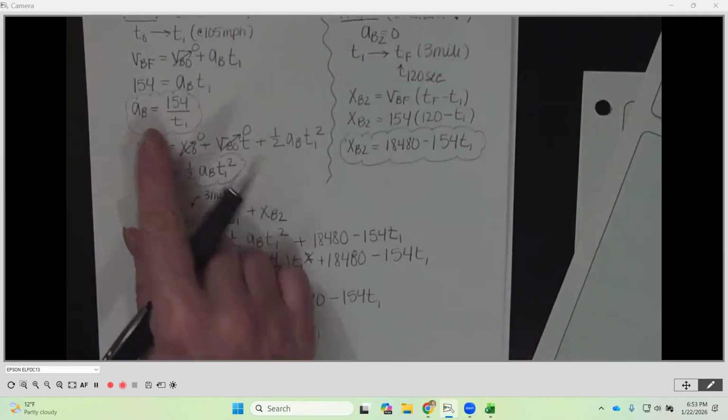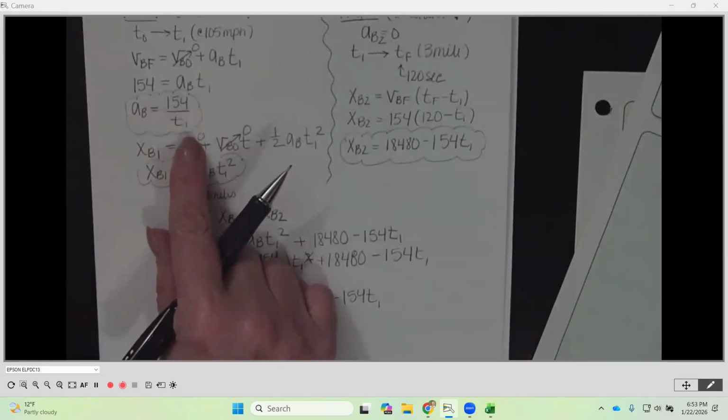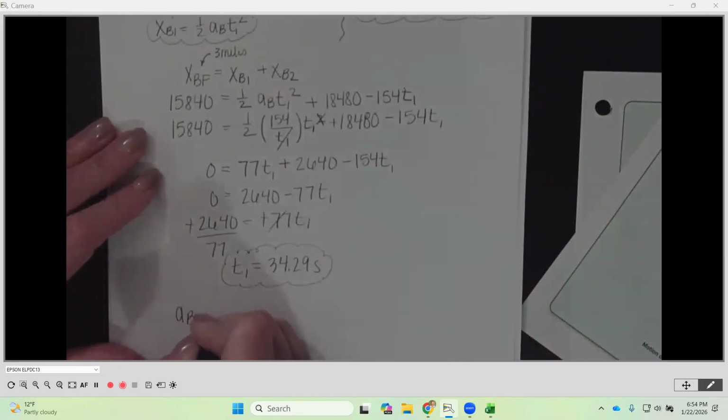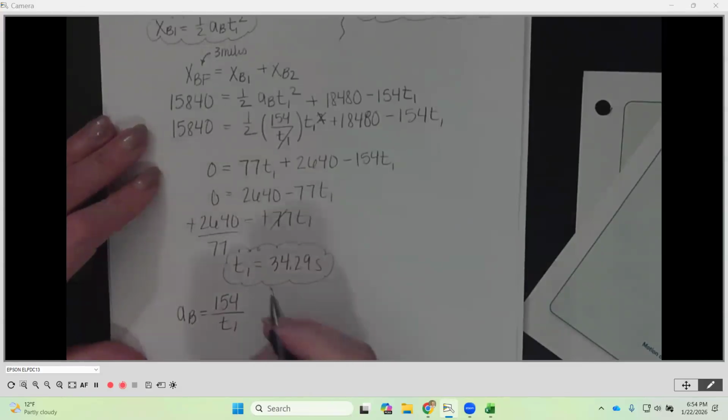We're looking for the acceleration AB. Oh, but look, we just got T1. So we can use this equation and plug it right back in and solve for AB. Okay. So we're going to use that equation again. AB is equal to 154 divided by T1, but now we know T1.